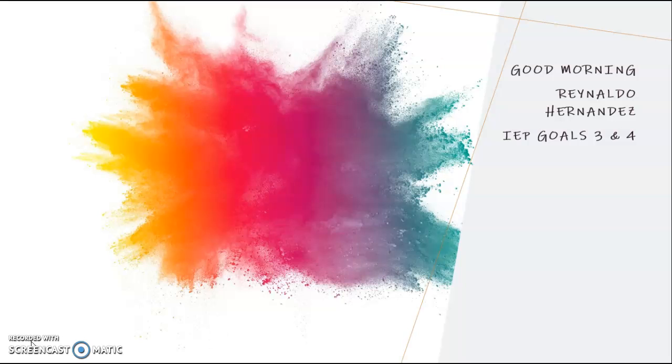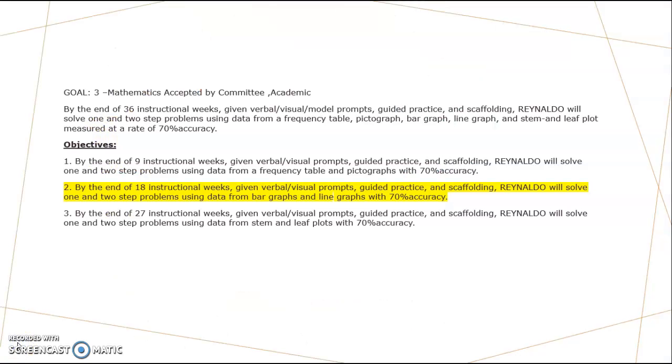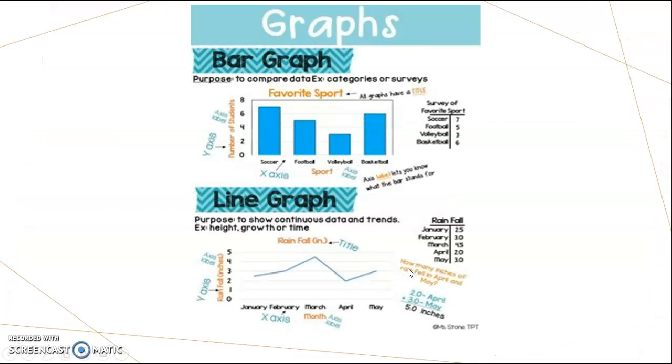I hope you are having a wonderful day and that you are ready to work on IEP goals 3 and 4. So for goal number 3, Ray, we are going to be solving problems using bar graphs and line graphs. So here is an anchor chart, and it tells us a little bit about bar graphs and line graphs.